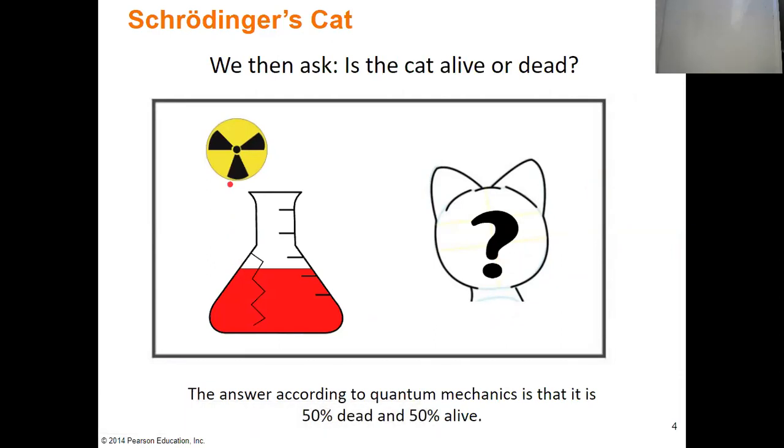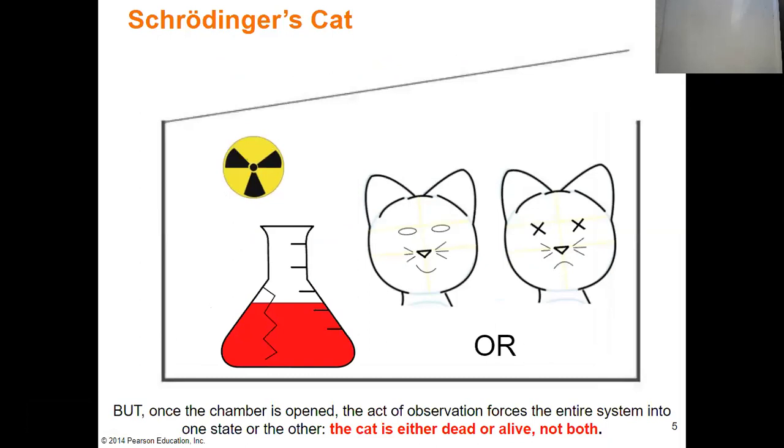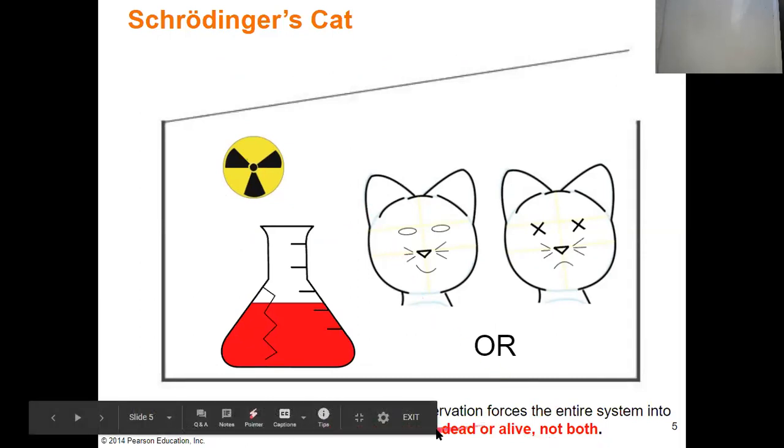Has the detector gone off yet? Has the flask cracked? Is the poison leaking out? Without physically observing what's happening inside the box, there's like a 50% chance that either thing is true. Only once you open the box up and look at the cat, that's when you have an answer to your question. The act of observation is what forces your system into one state or the other. So your cat is either dead or alive. It's not both, right?